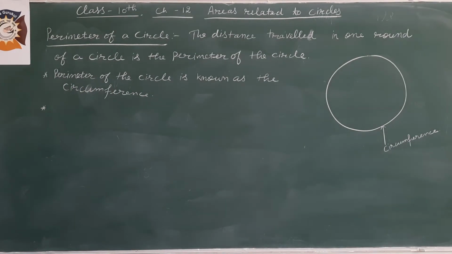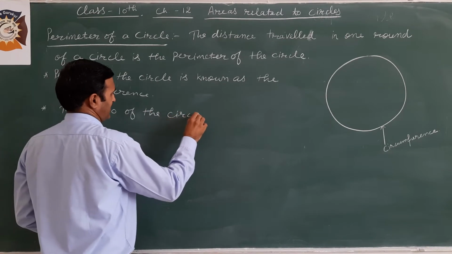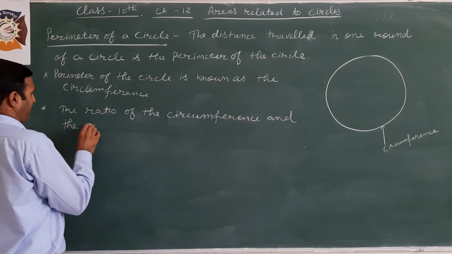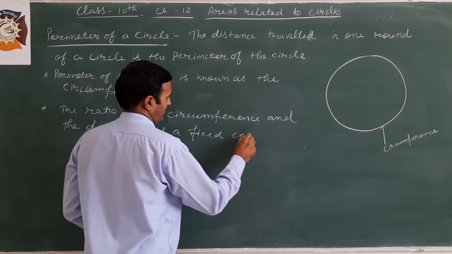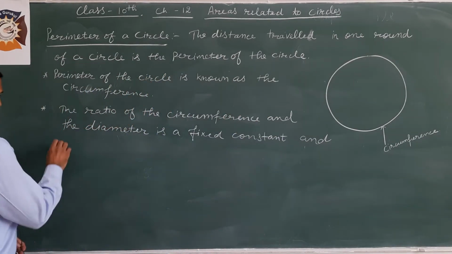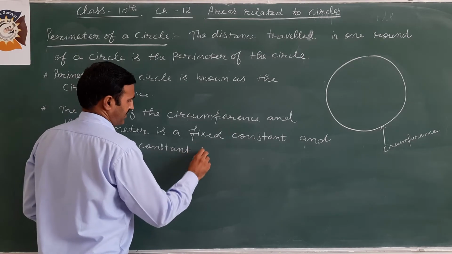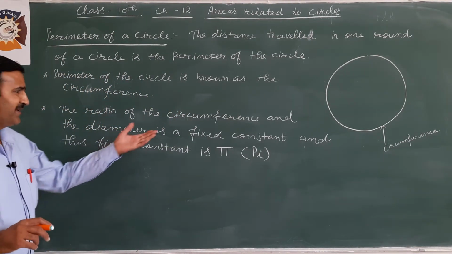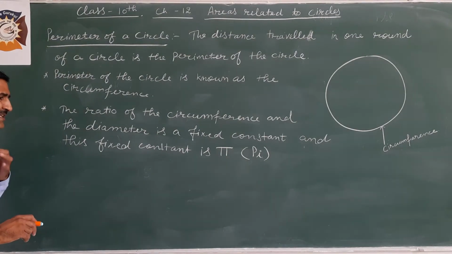We know the ratio of the circumference and the diameter is a fixed constant. And this fixed constant is pi, and this is the Greek letter pi. That is, the ratio of circumference and diameter is denoted by pi, and this is fixed for every circle, not only in one circle but in every circle. This is constant, this is fixed.